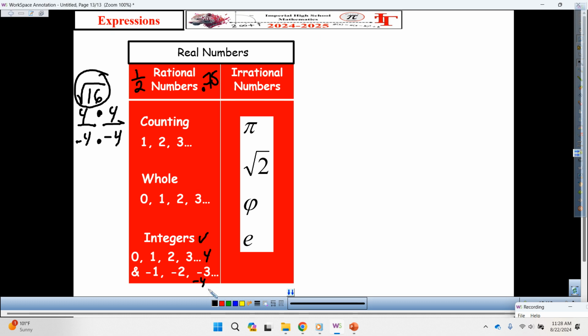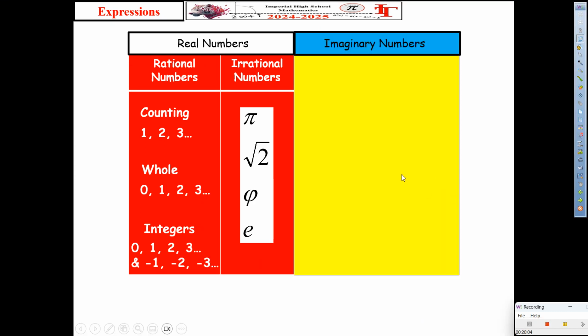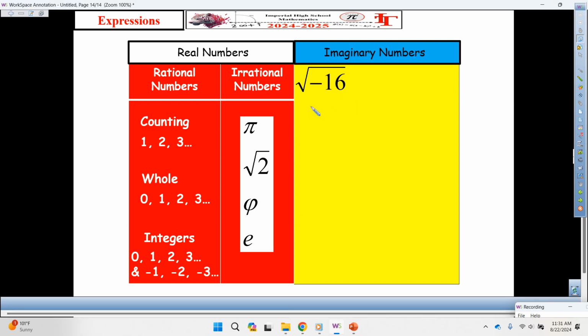So far, so good? All right. So, real numbers, got it. Let's go into the funner ones. Y'all ready? Imaginary. And we're going to be covering this once we get to the semester. So write down square root of negative 16. All right? Let's do this one together. What number times itself gives us negative 16? Think about it. What number times itself?